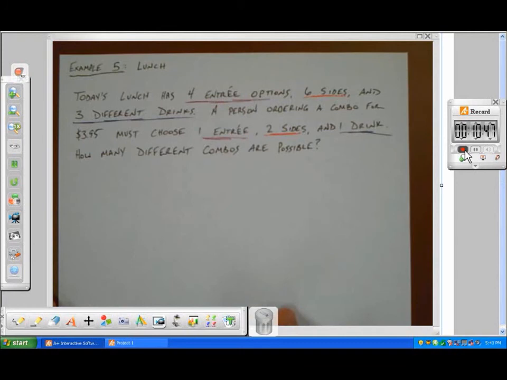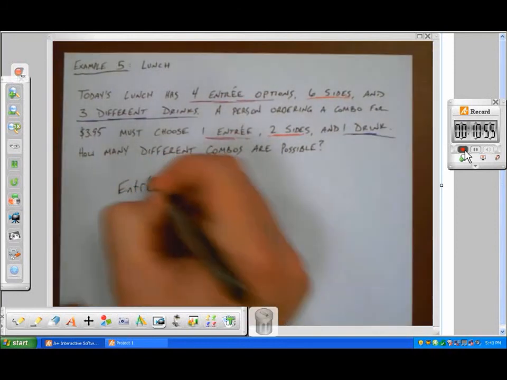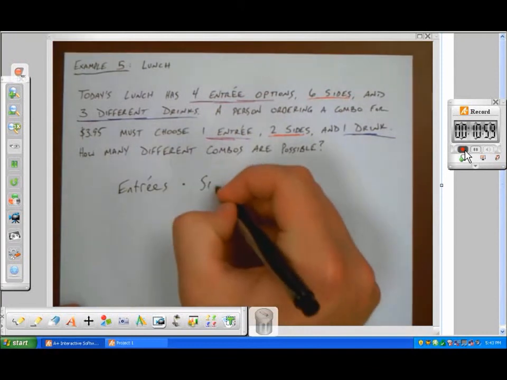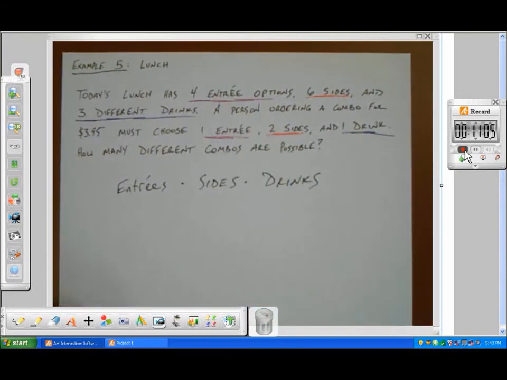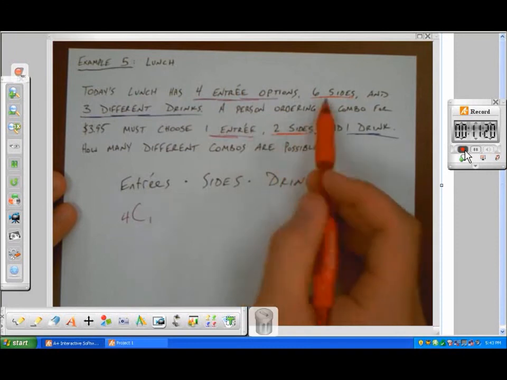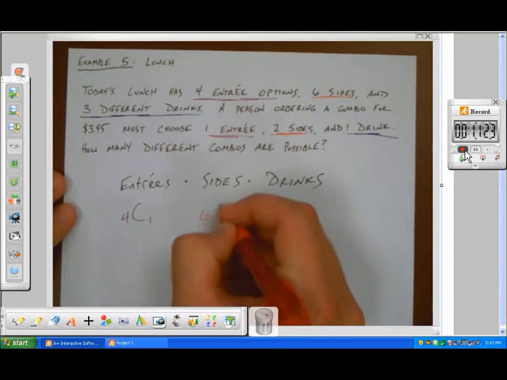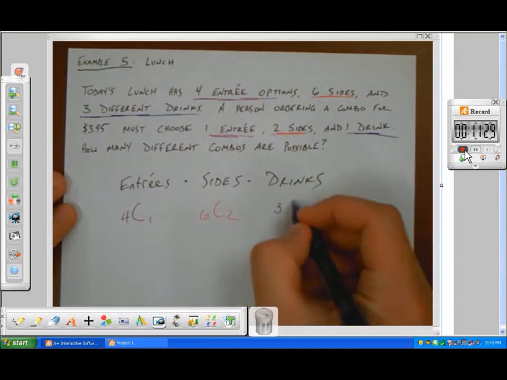So this sounds like something that we'd want to use the fundamental counting principle for. We'll multiply entrees times the possibility for sides times the possibility for drinks. And if we multiply those out, we'll get the number of possibilities that are available. So the first one, the entrees. There are 4 and I'm going to choose 1. There's no order in the way that I'm going to choose it. Same thing with the sides. I'm picking 2 out of the 6. There's no order, so that is 6, choose 2. And with the drinks, there are 3 available and I get to pick 1.